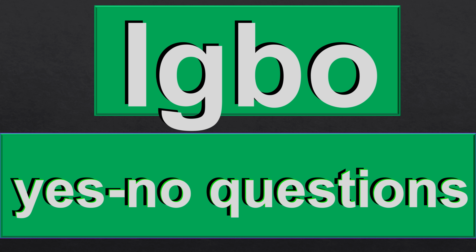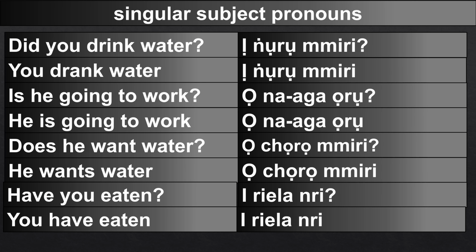In this lesson, we will learn how to ask yes/no questions. Yes/no questions in English usually begin with the verb to have, or the verb to do, or the verb to be. In this lesson, we'll look at yes/no questions in Igbo using two sets of examples, using singular subject pronouns and then looking at plural subject pronouns. Let's begin with singular subject pronouns.